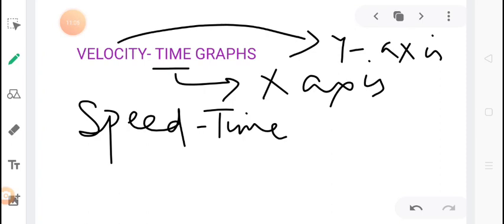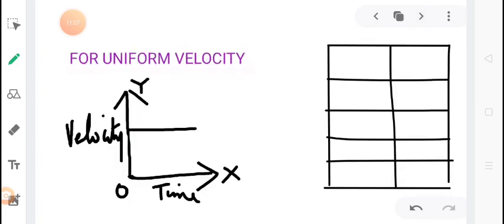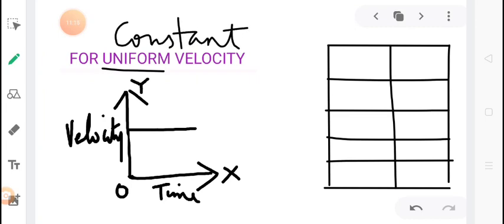So proceeding to the first situation, uniform velocity. Uniform velocity means when the object is traveling with a constant velocity. Now if the velocity of the object is not changing, then we can also call this type of motion uniform motion. So for representing uniform motion graphically with the help of a velocity versus time graph, it is a straight line parallel to the time axis.